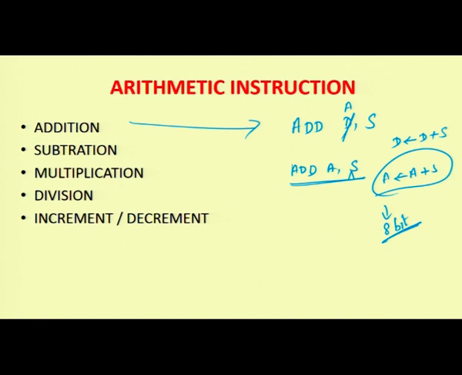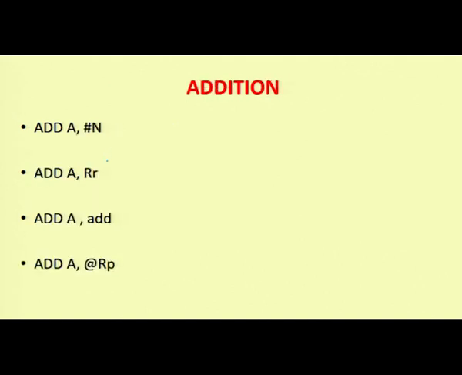Now, we will check what are the possibilities of the source. Based on the different possibilities of the source, I have listed them here. First one is add A comma immediate data. Any number you can give. For example, if I am giving add A comma 36H, the meaning is that the accumulator is added with the given number 36 and the result is stored in the accumulator register. So, if you know the previous value of A, then automatically A plus 36 is computed.